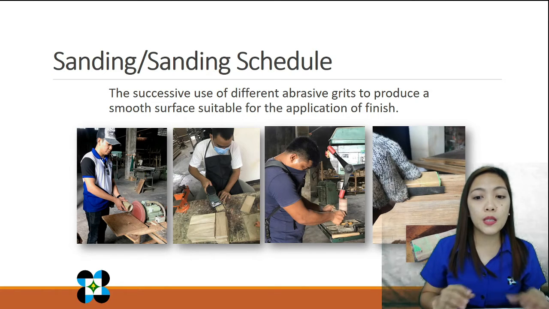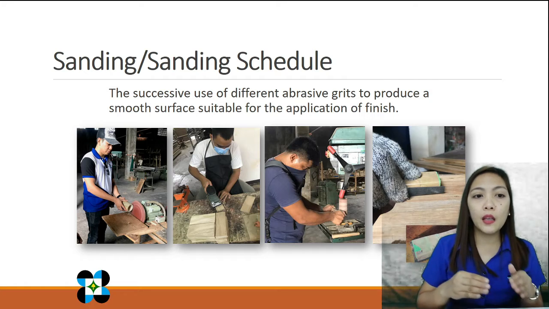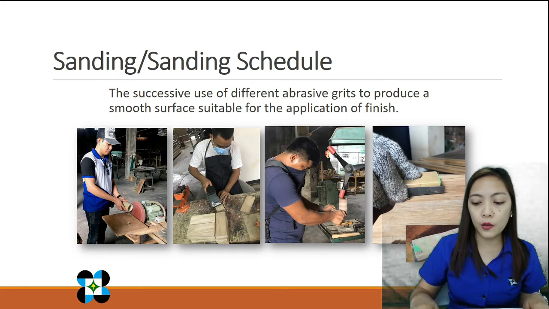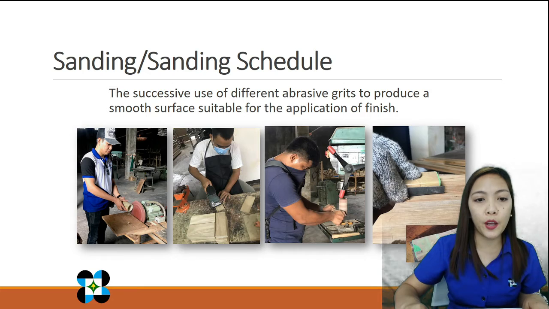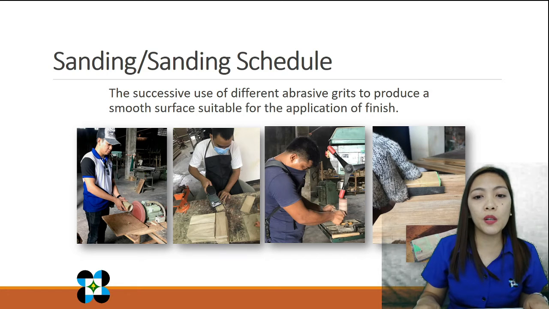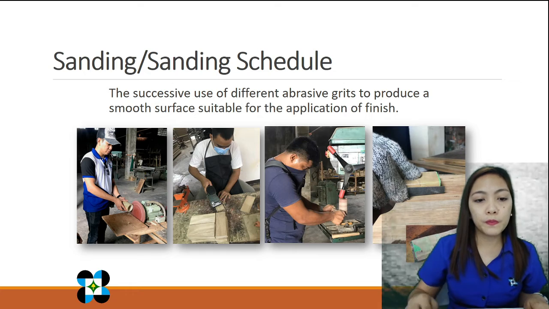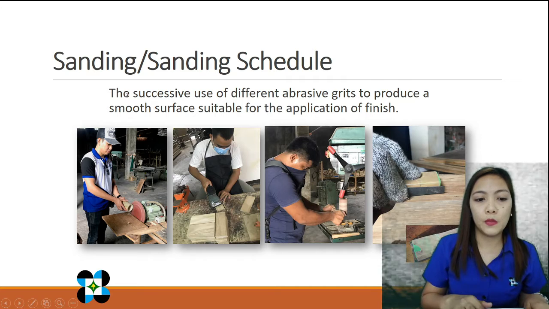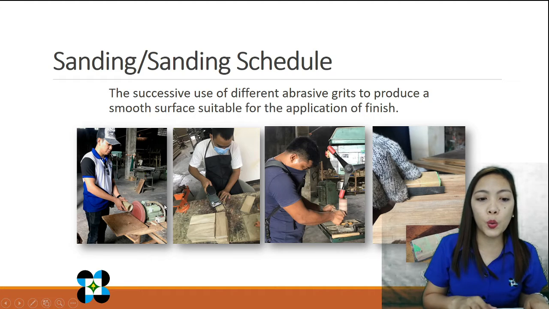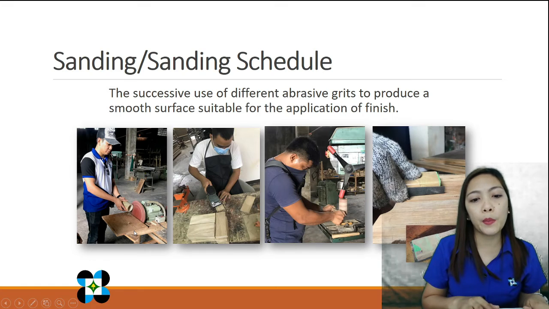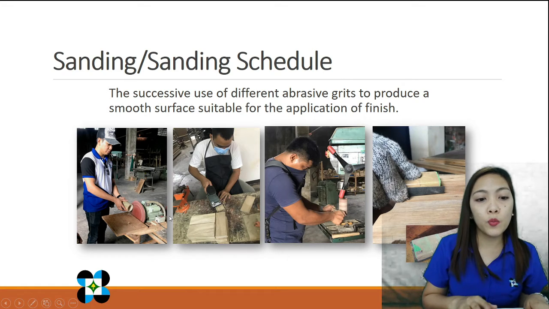Once yung skin for bamboo ay na-remove na, it can go na sa sanding, kung saan gumagamit tayo ng successive use of different abrasive grits to produce a smooth surface suitable for the application of finish. So this slide shows yung iba't ibang tools na ginagamit sa pagsasand ng wood or ng bamboo.